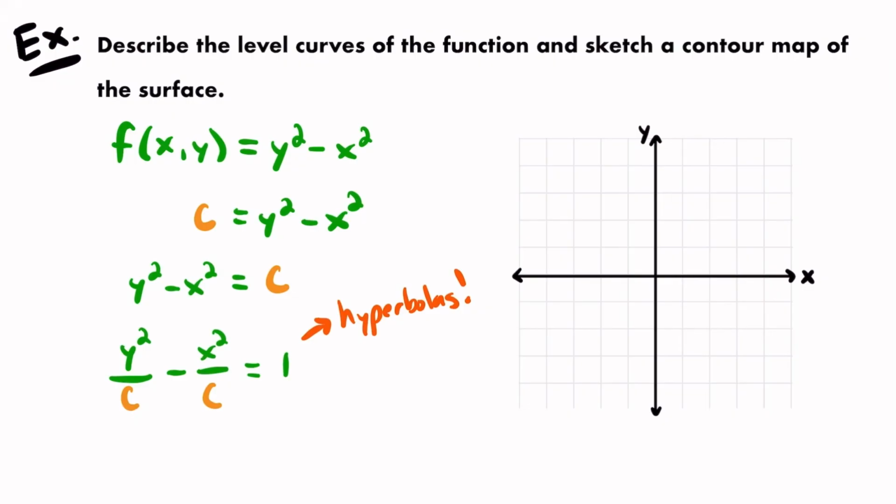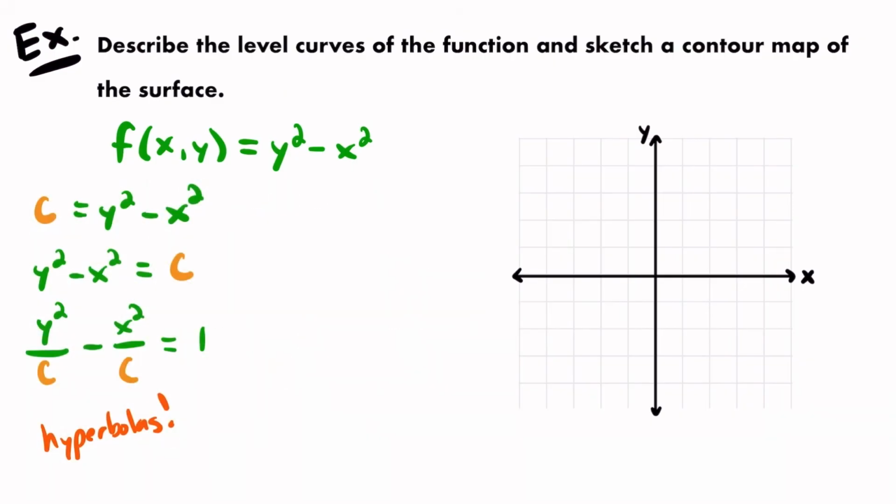All right, so once again, this is always your first step. Set your function equal to that constant value of c, and then try to manipulate the equation into a form such that you recognize the type of curve that the equation represents. Okay, in this case, hyperbolas. But now let's actually find some of these level curves. Let's start plugging some different constant values in for c. And so I always like to start with c equals 0.